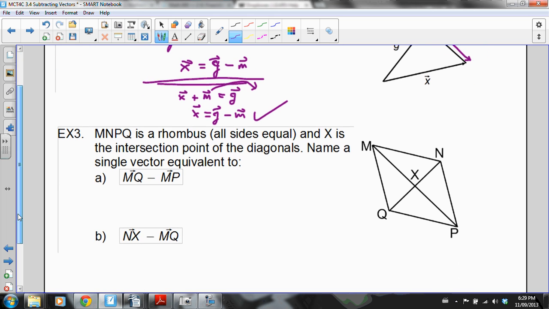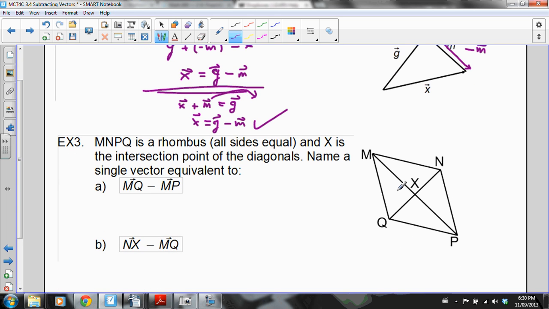Okay, example 3. Rhombus, x is the intersection point of the diagonals. And one thing you should know about rhombus, maybe you don't remember, is that this side is equal to that side, and this side is equal to this side. x is actually the midpoint of the diagonals here, although I'm not sure if that comes into play or not. Name a single vector equivalent to this expression.